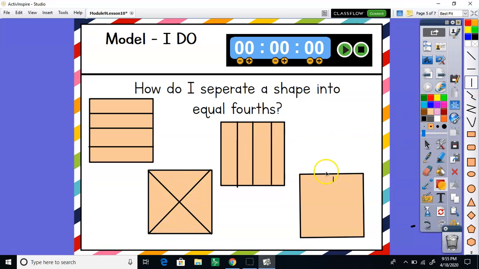And you can also put a plus sign in the middle. Go down the middle and then across the center, and you would make 4 equal parts.